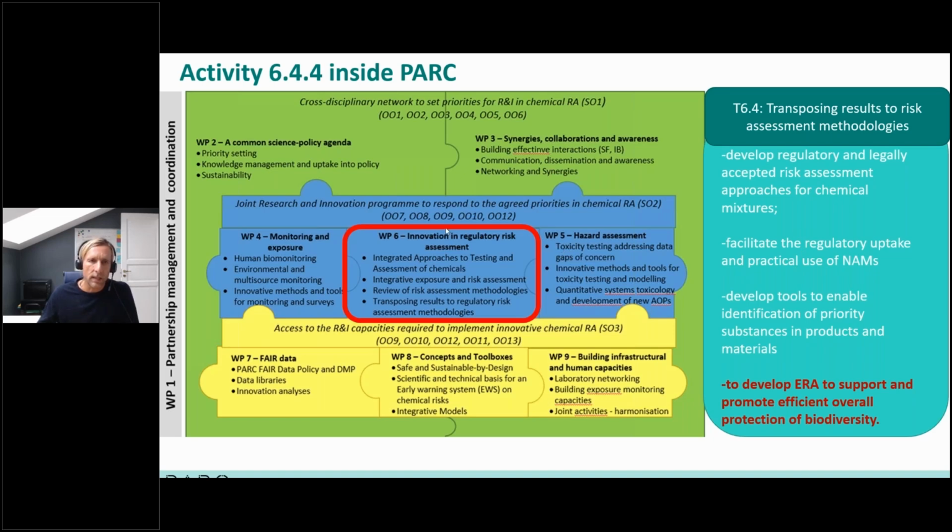Activity 644 resides in work package 6, which is one of the main work packages, on innovation in regulatory risk assessment. There we have four different tasks, and activity 644 is within task 64, which is about transposing results to risk assessment methodologies. You see there's quite a lot of hierarchy in PARC. We have our activity to develop ERA to support and promote efficient overall protection of biodiversity. I outline this just to illustrate the strength of being connected to the regulatory system through this partnership, as we also have work packages working with implementation and with ensuring FAIR data, for example. But now I will focus more on the links and the actual work in 644, which also provides the links and possible collaborations to PollinERA and SYBERAC.